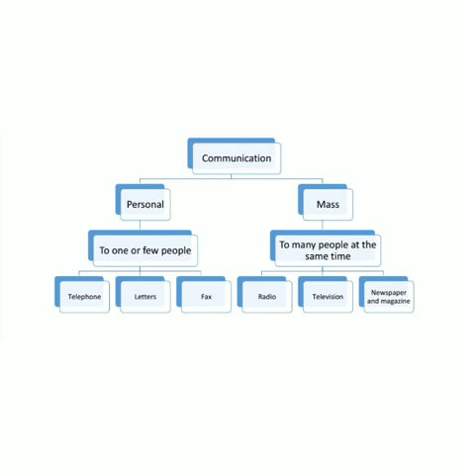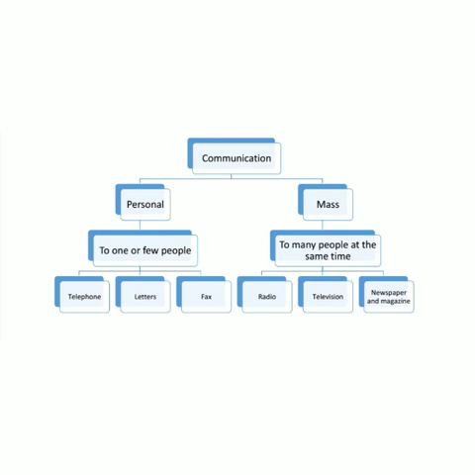On the right side you can see mass, right? And below it to many people at the same time. Why? Because if you want to give information or message to many people at the same time, then you will have to use the means of mass communication, right? So, let's see the means of personal communication first. Why? Because we gave it the first chance.